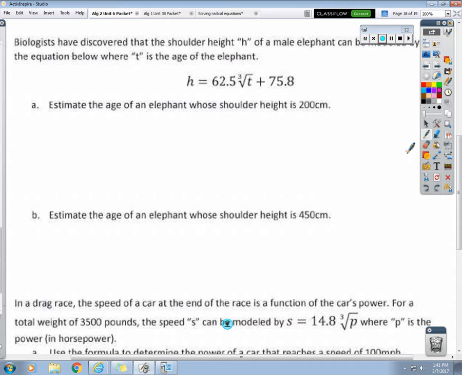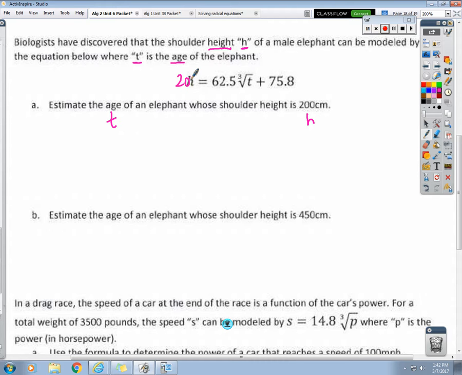Biologists have discovered that the shoulder height h, okay, so height is represented by the letter h, of a male elephant can be modeled by the equation below, where t is the age of the elephant. Okay, so they give you the equation. That's why, even though it's a word problem, it shouldn't be hard, because you don't have to set it up. Estimate the age, so they're wanting you to find the t value of an elephant whose shoulder height is 200 centimeters. So they give you the h value. So doesn't that mean we just replace h with 200?